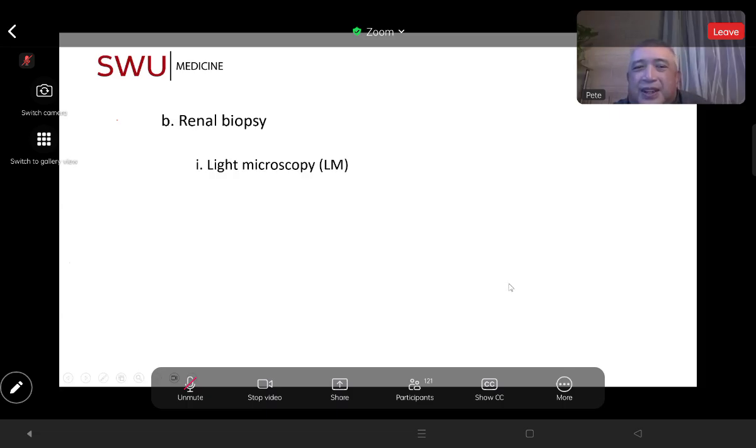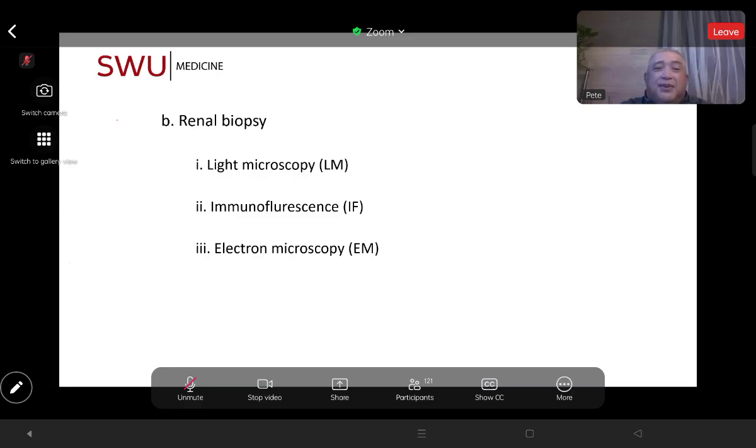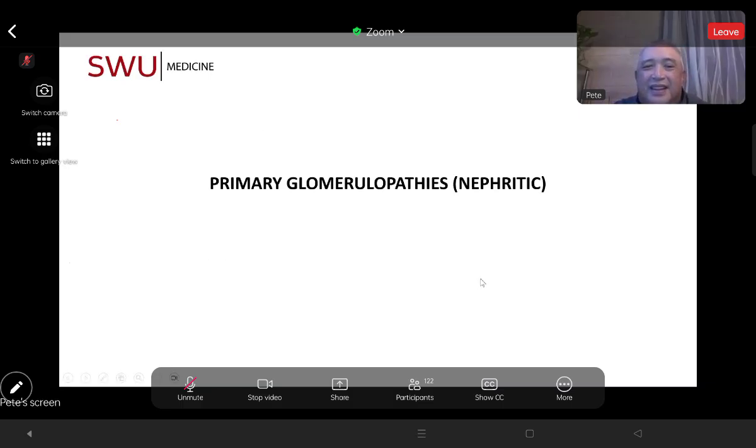So, how do you diagnose hematuria? You do renal biopsy. This is good to know, but not very important. You can do immunofluorescence studies, and you can do electron microscopy. Again, good to know, not very important. Let's take up the nephritic syndrome.